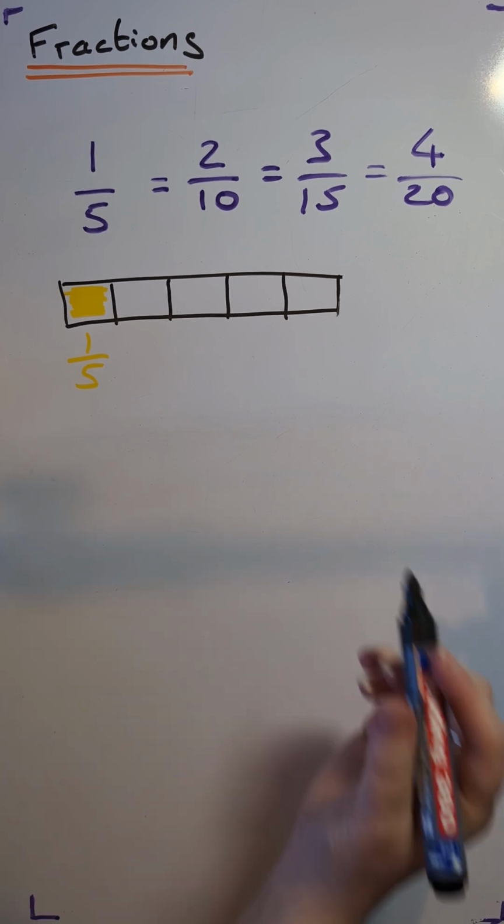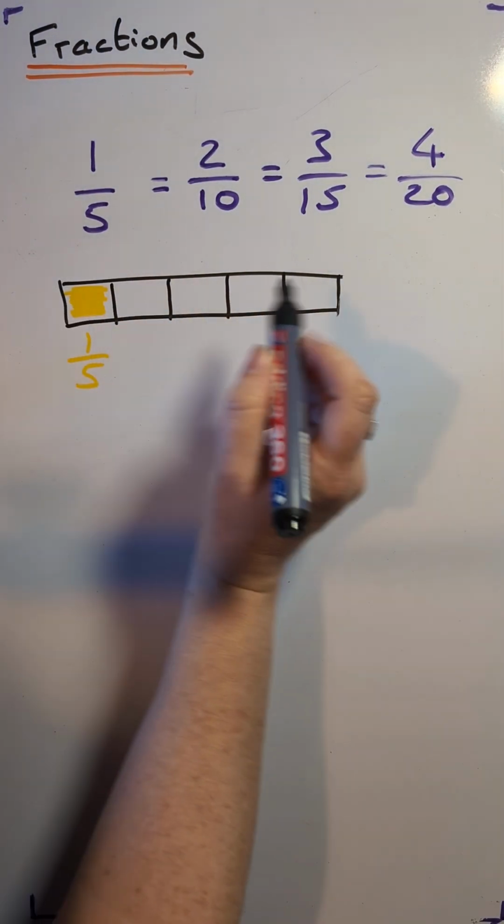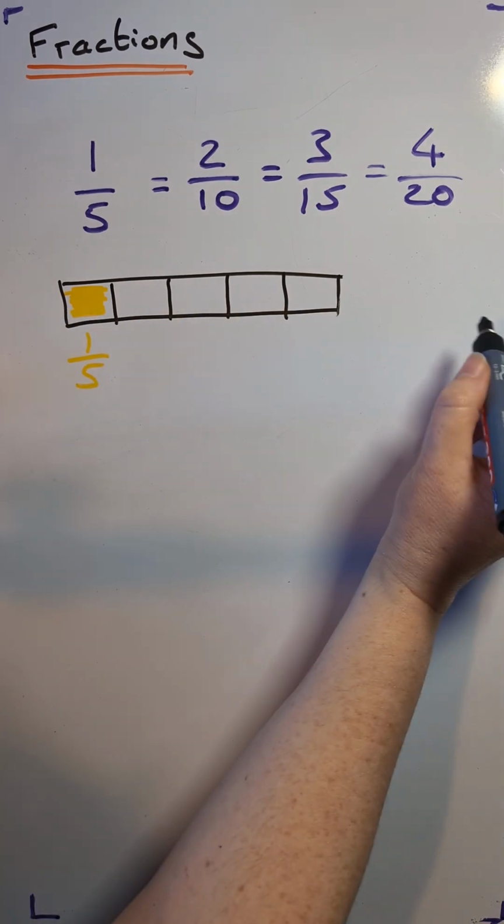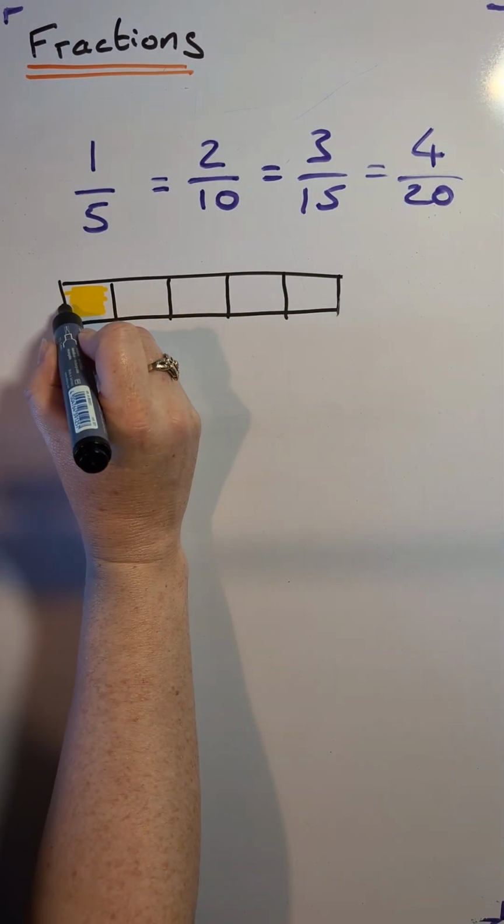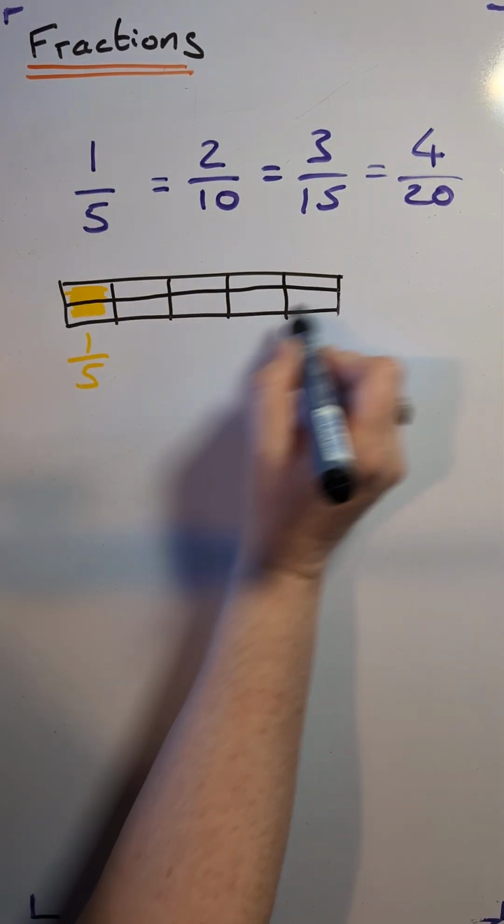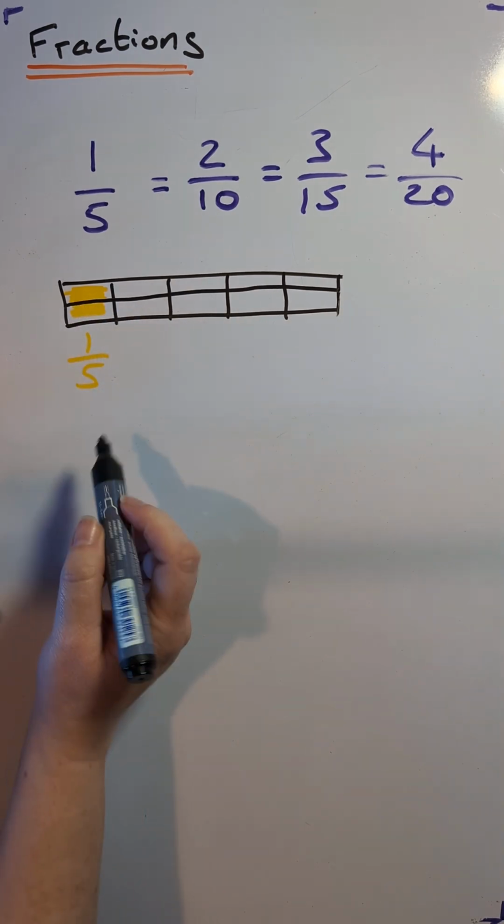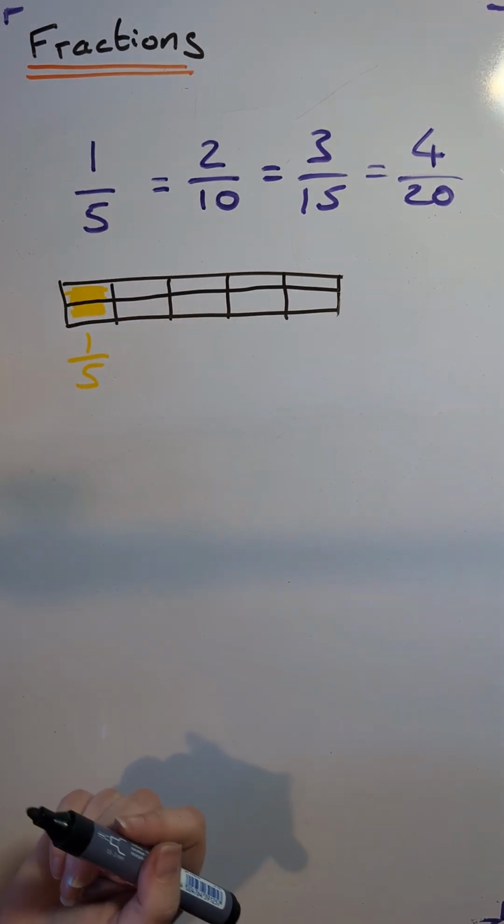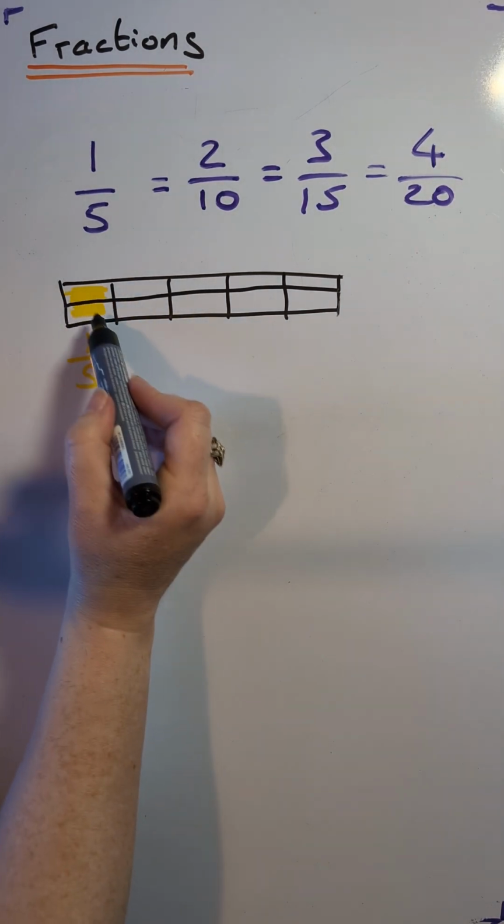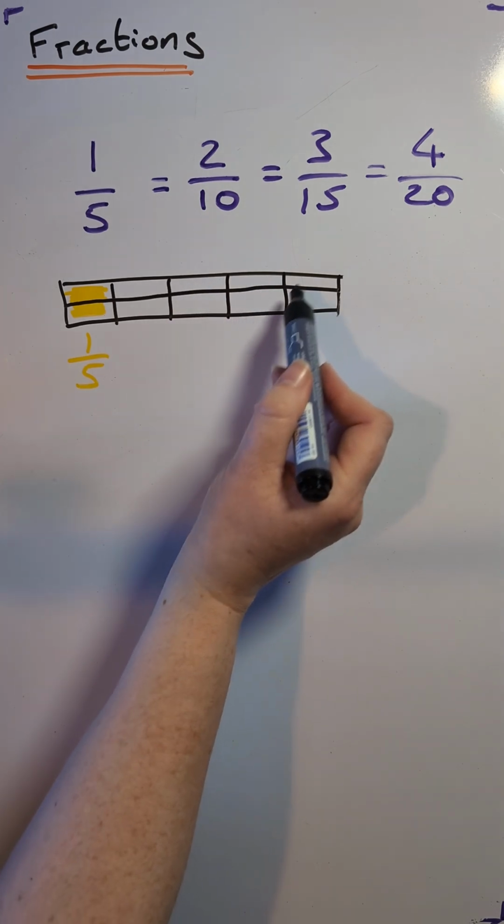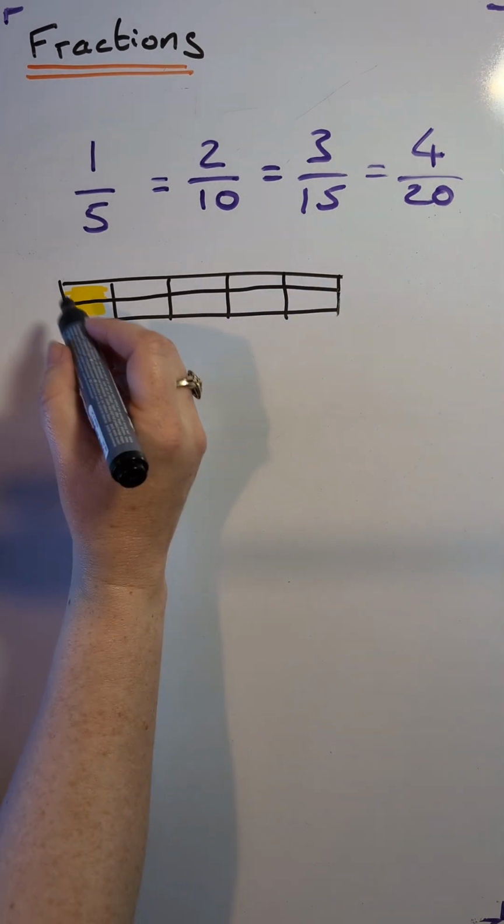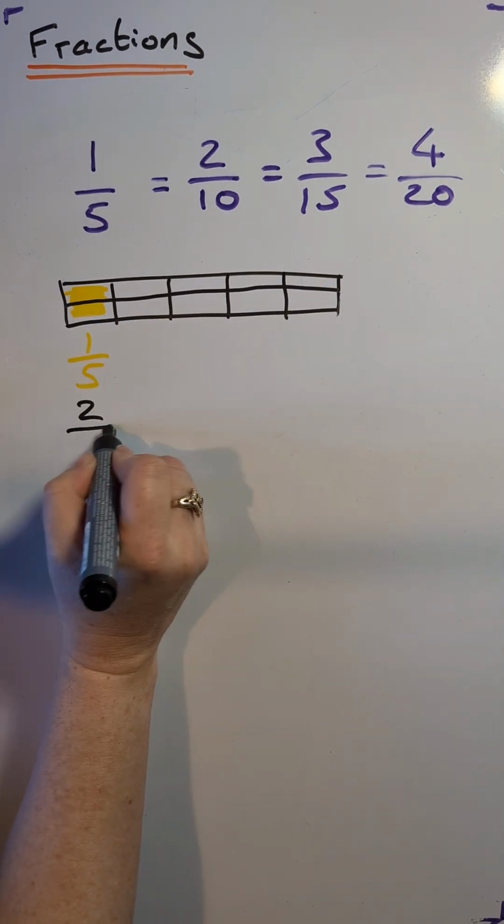If I split them up, if I split them all into 2, you can see that that 1 of 5 is the same as 2/10, because I've now got 1, 2, 3, 4, 5, 6, 7, 8, 9, 10. So it's the same as 2/10.